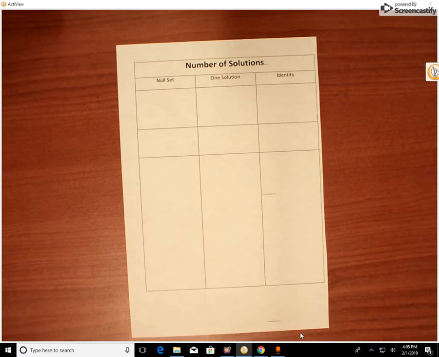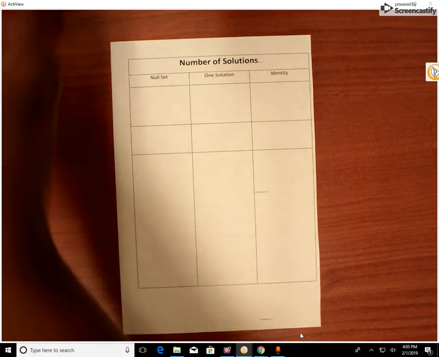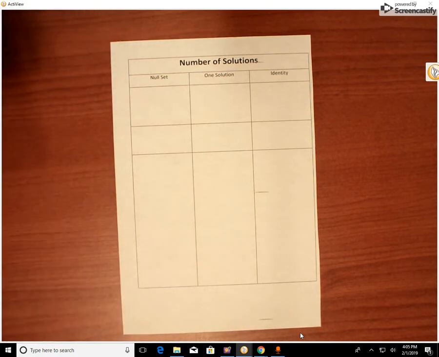All right, so we're going to talk about multi-step equations. Multi-step equations are equations with multiple steps, and some might even include distributive property and like terms. Most do. So we're going to talk about the number of solutions, which goes along with multi-step equations, and I gave you those steps to solving those.